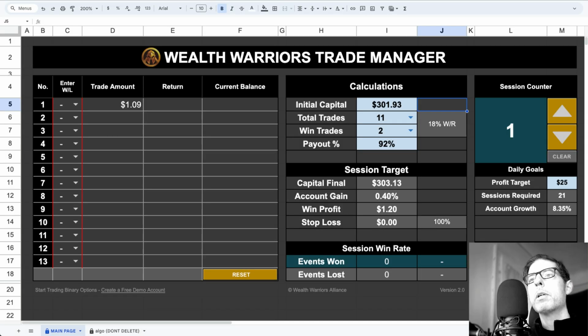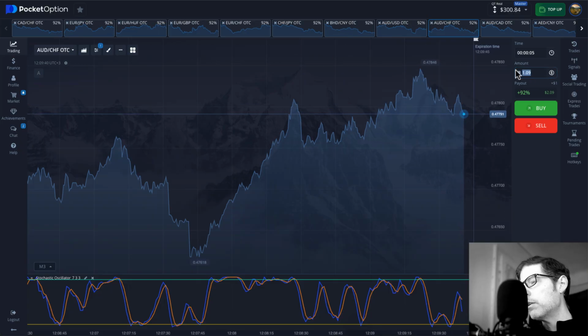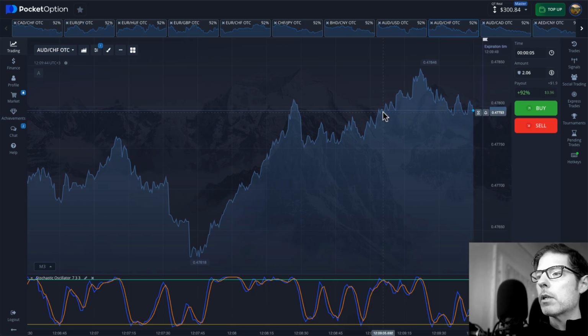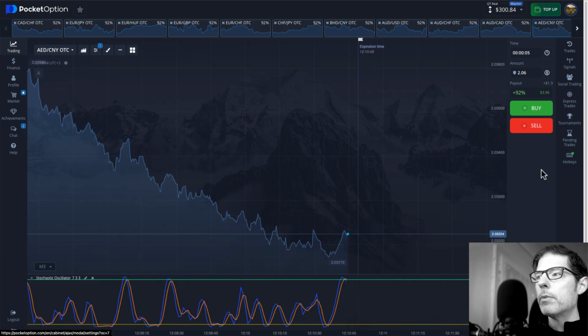Let's go back over here to the trade manager and mark this as a loss. The next trade amount is 206. Great. Let's put this in, 206, and look for the next trade. And that's all you have to do, guys. If you have a loss or anything, just keep on going.